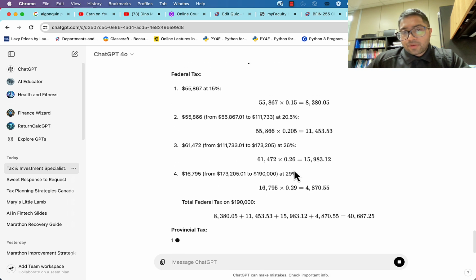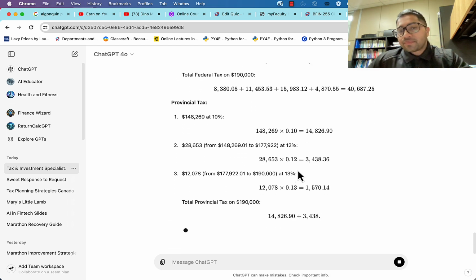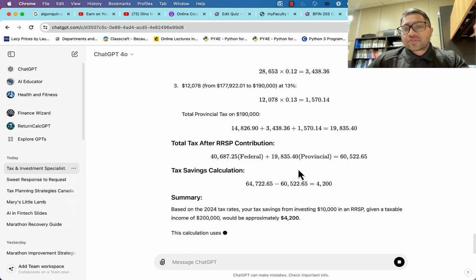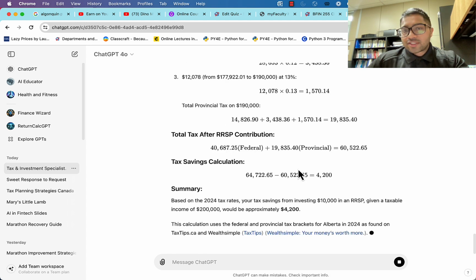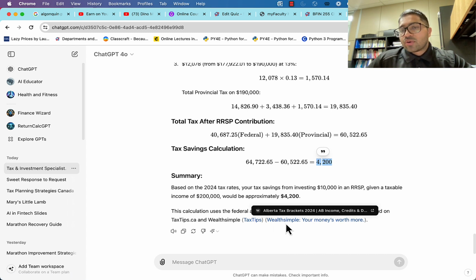Okay, total federal, provincial. So what it is doing, basically, it is calculating what would be the taxes if you don't put it in RRSP and what would be your taxes if you put some money in RRSP, and the difference between the two will be the tax saving. So $4,200 will be the approximate tax saving.